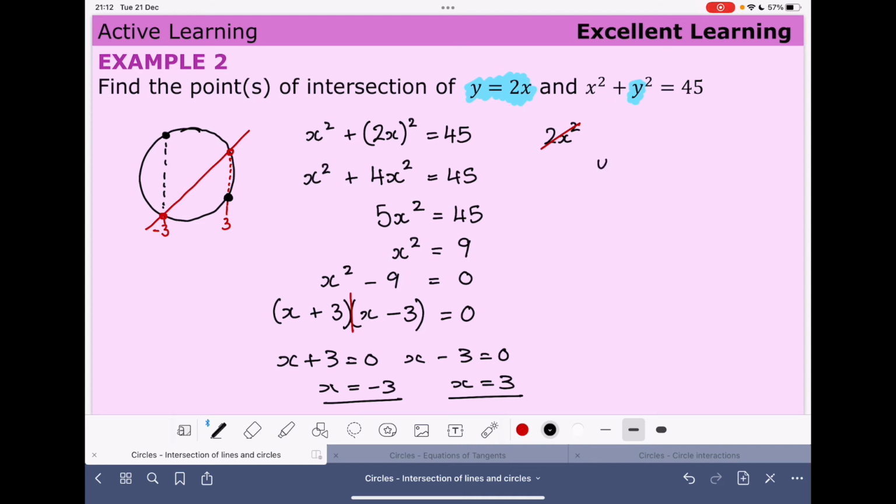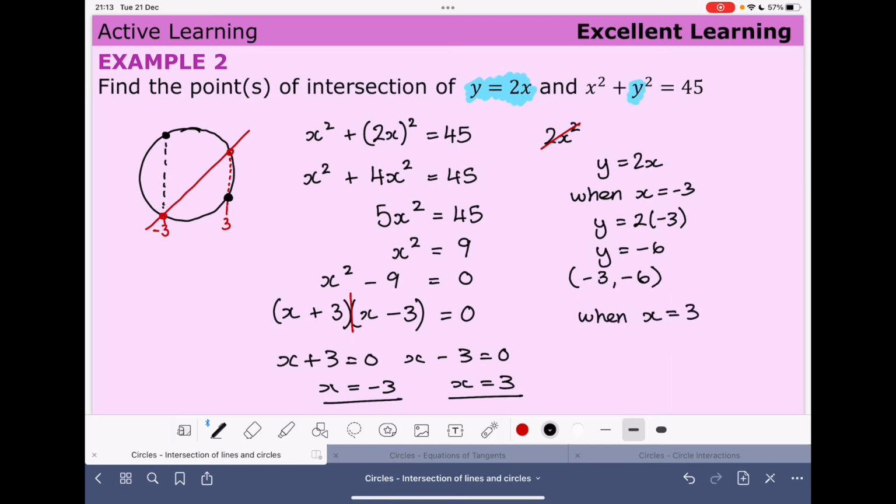Okay, so let's go back to our line, y equals 2x. And consider when x is equal to -3, what does this look like? It looks like this, y equals 2 lots of -3, and so we get y is equal to -6. And that means we've got 1 point of intersection at -3, -6. And we get a second one when x is equal to +3, and of course that's just y equals 2 lots of +3, so y is equal to +6. And again, that gives us our other point of intersection, 3, 6.